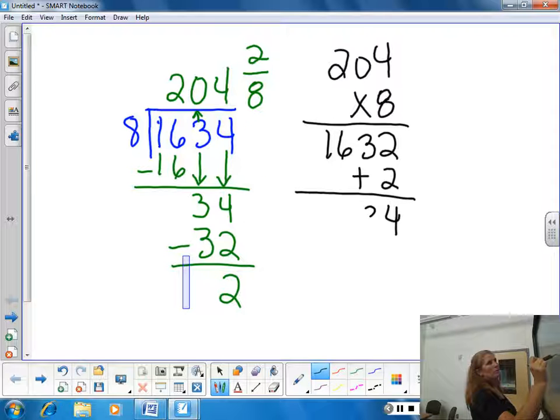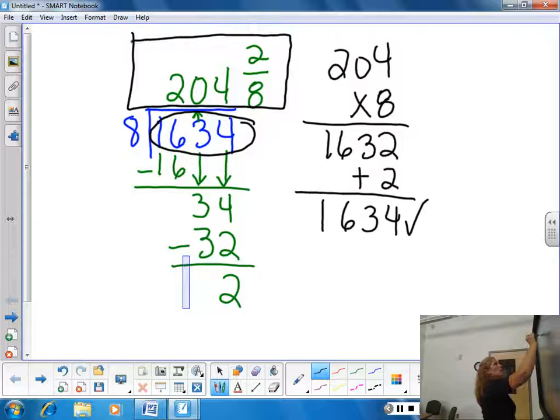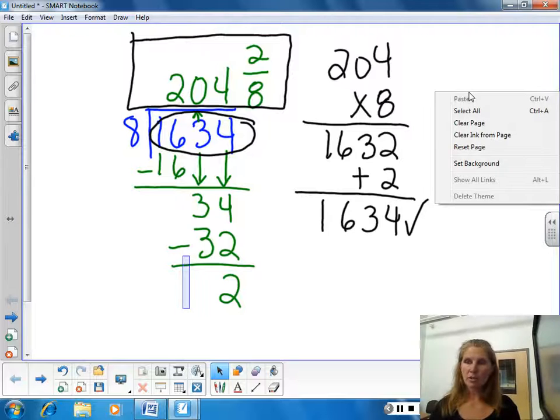4, 3, 6, 1. That is the dividend that we started off with. That's how I know that that's correct. And so my answer, my quotient, is 204 and 2 over 8. That's a quotient. Quotient being the name we give the answer to a division problem.